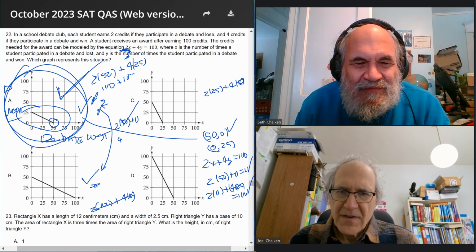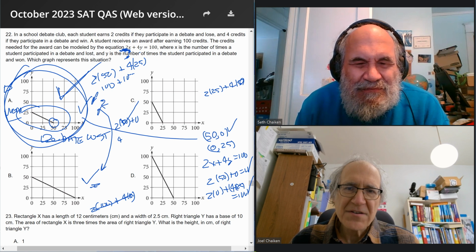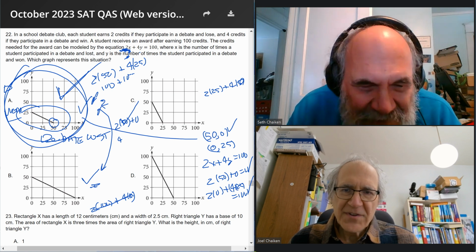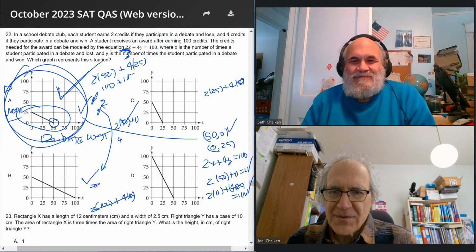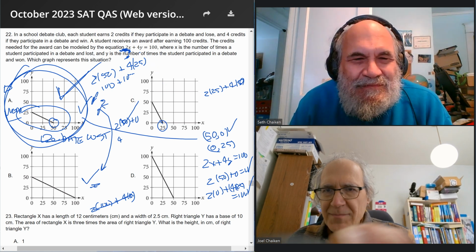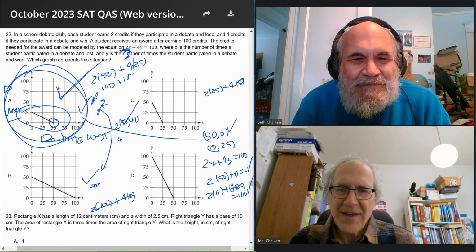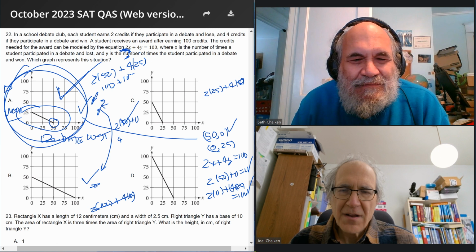Yes, C is dangerous because if you reverse the x and the y, it looks like C is correct. If you put the 25 in for the y, then it looks like it's right, but the 25 is actually the x. So order matters. It really matters which one is the x and the y.